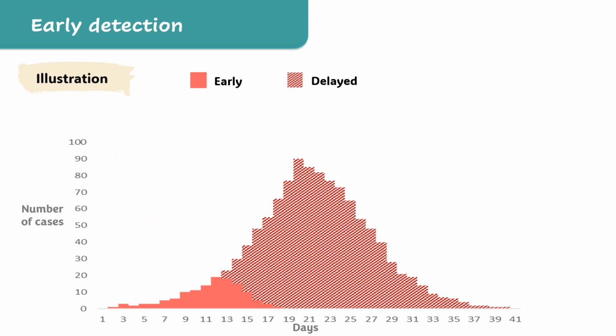If we compare the number of cases by day in these two situations, we can see that with early detection and rapid response, the number of cholera cases remained much lower compared to if the outbreak would have been detected and responded to with delay. This illustrates that early detection and rapid response help prevent further cholera cases.